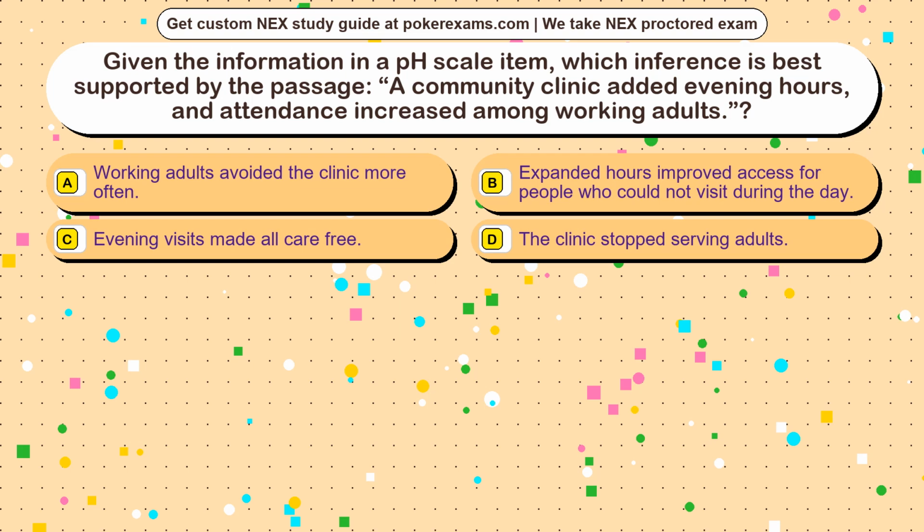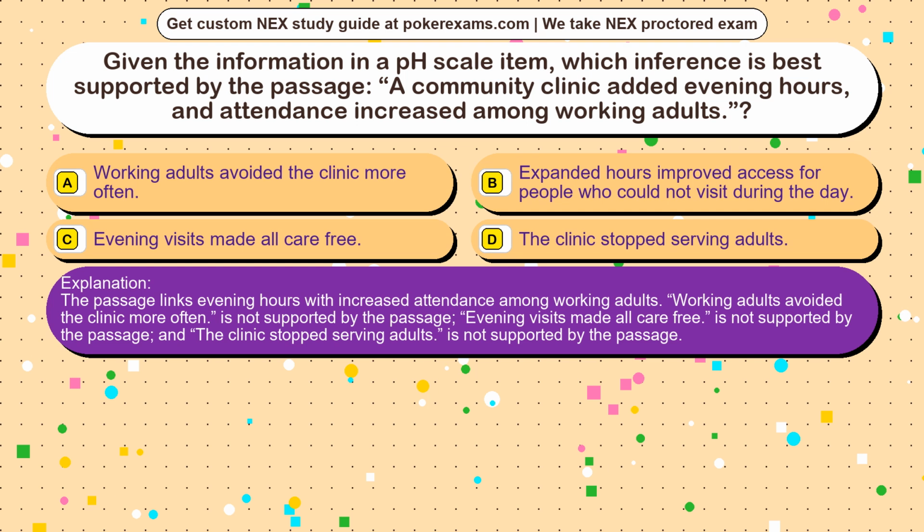The correct answer is option. The passage links evening hours with increased attendance among working adults. Working adults avoided the clinic more often is not supported by the passage, evening visits made all carefree is not supported by the passage, and the clinic stopped serving adults is not supported by the passage.